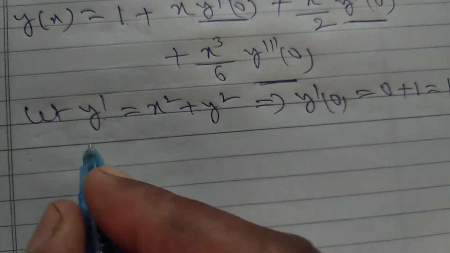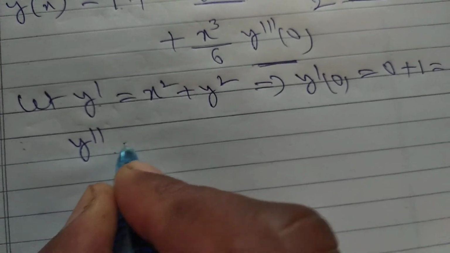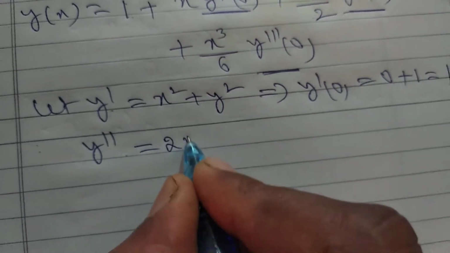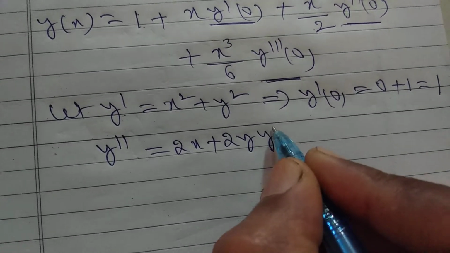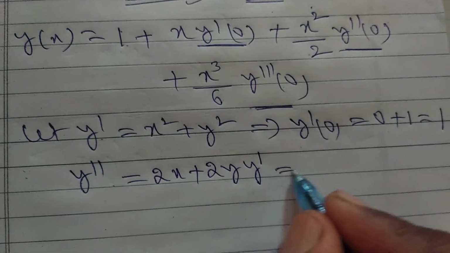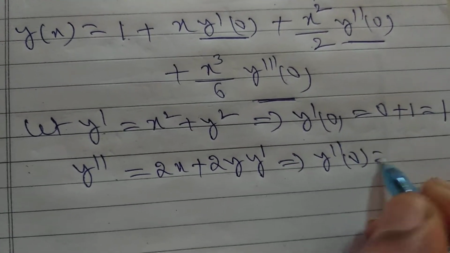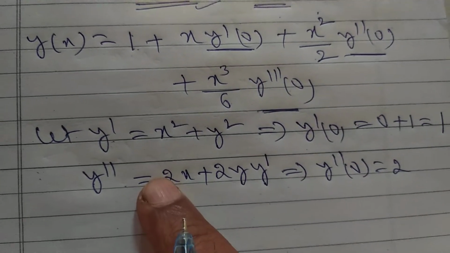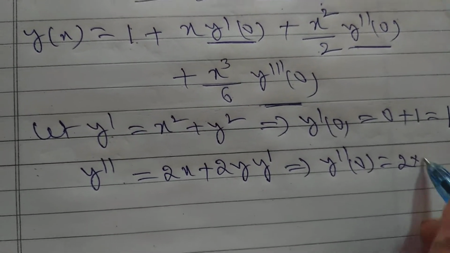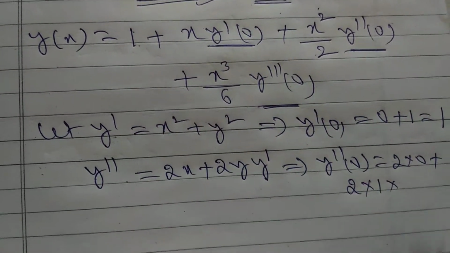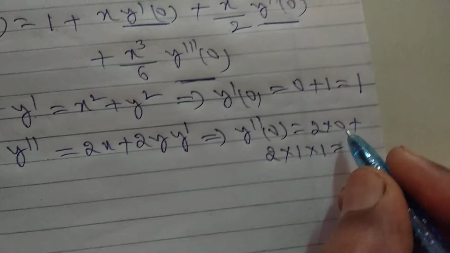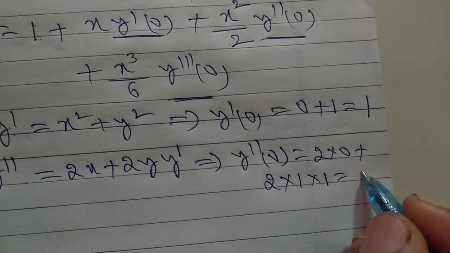Next, we want y double dash of 0. So now we already know y dash, and to get y double dash you have to differentiate once again. So differentiation of x square is 2x, plus y square is 2y into dy by dx, and dy by dx can be written as y dash. So now we want y double dash of 0. 2 into x naught value, which is 0, so 2 into 0 plus 2 into y naught, which is 1, into y dash of 0. y dash of 0 is 1. So that is equal to 2 into 0, 0, plus 2 into 1 into 1, which is 2.